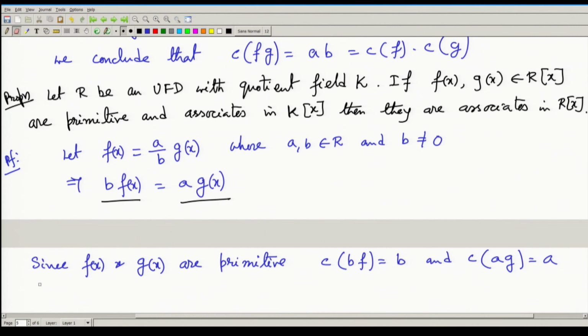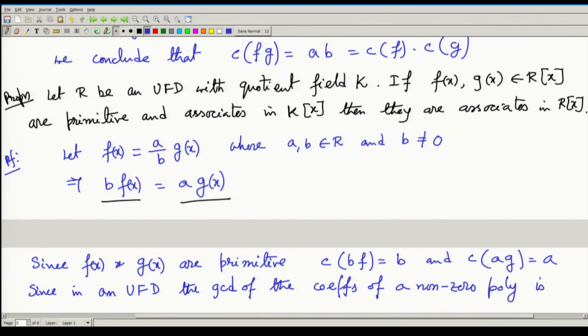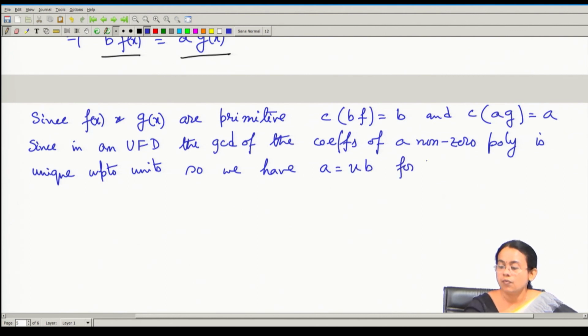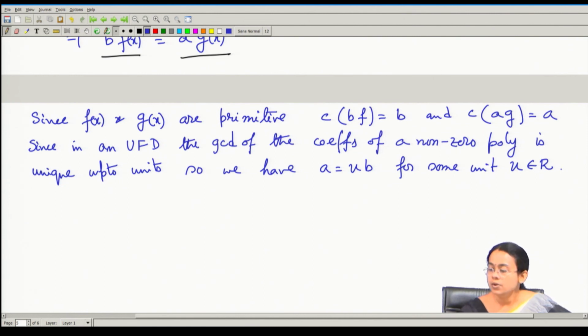they are unique up to multiples of units. So in a UFD the GCD of the coefficients of a non-zero polynomial is unique up to units. So we have that a will be some unit times b, for some unit u in R. So a can be written as a unit times b, because they are representing the GCD of the coefficients of the same polynomial, so they will be unique up to multiplication by a unit.